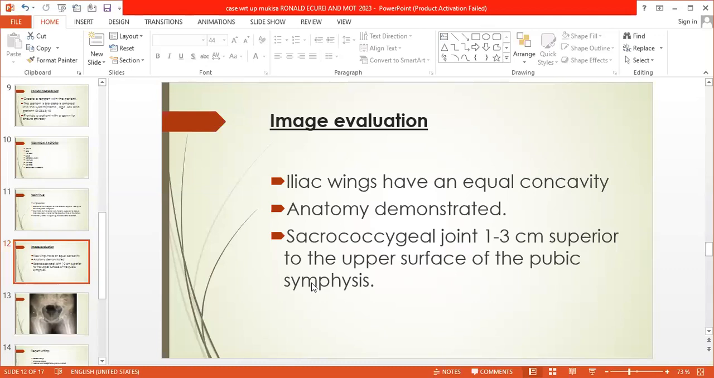The iliac wings have an equal concavity. Those are the wings of the pelvis. They should have a symmetrical equal concavity. The entire anatomy should be demonstrated without cutting off any anatomy, to ensure proper collimation. In case the anatomy is cut off, that means you never collimated very well.